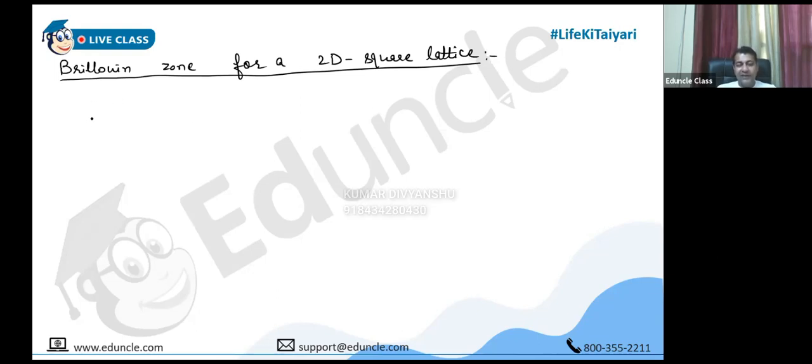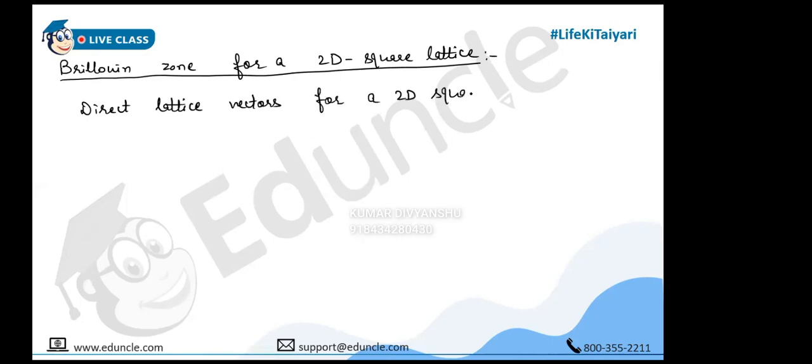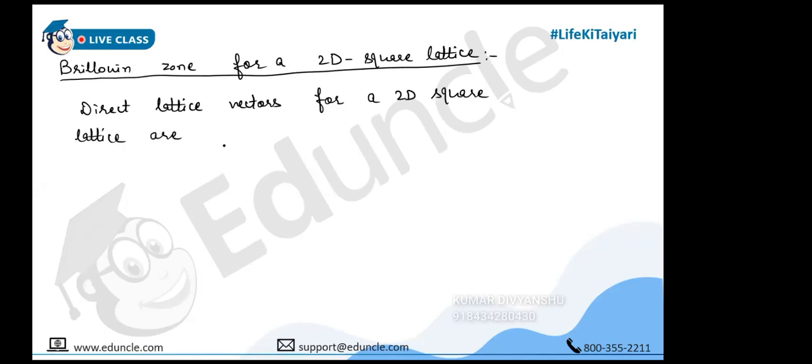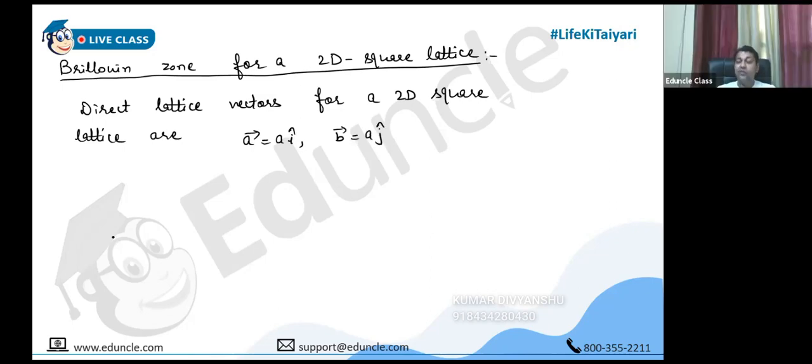So now, what are the direct lattice vectors for a 2D square lattice? Anyone? Why should it be plus? It is only a i cap and a j cap, just as you had in the simple cubic lattice, a i, a j, a k. Because it is 2D, we have only x and y.